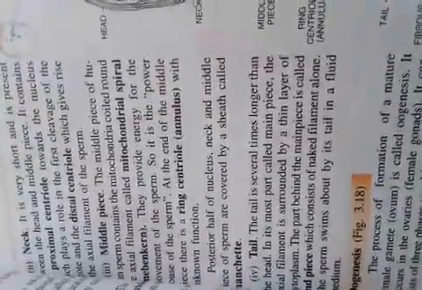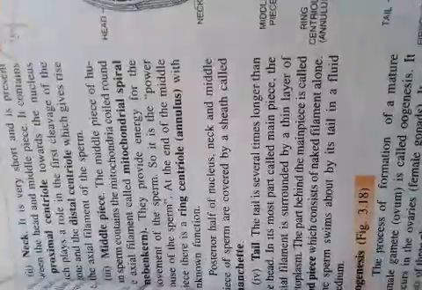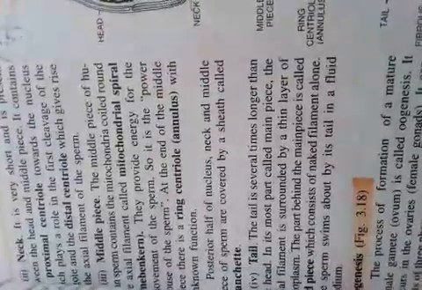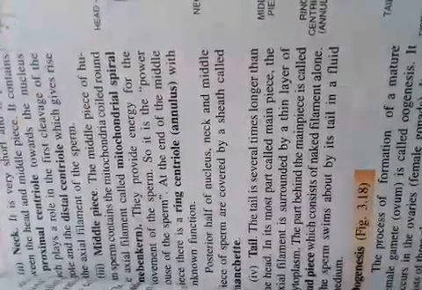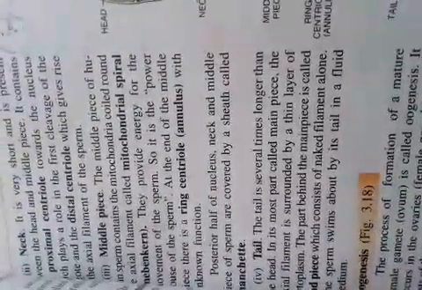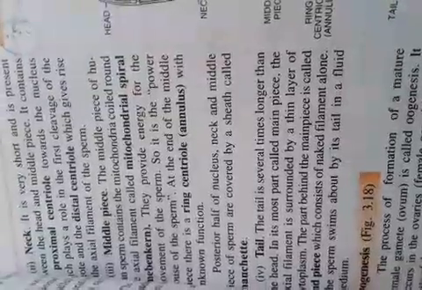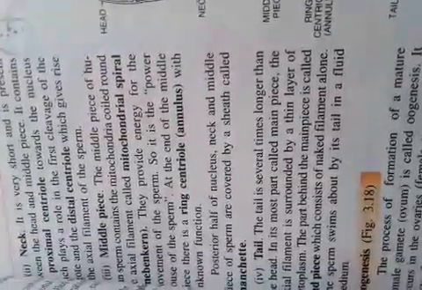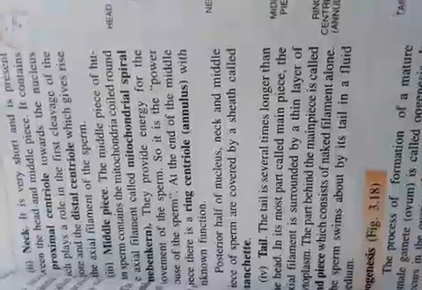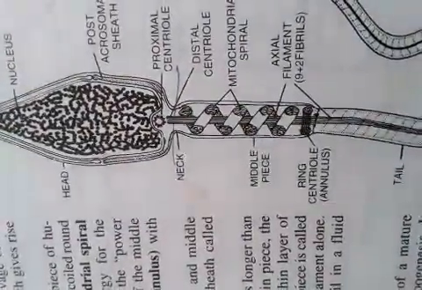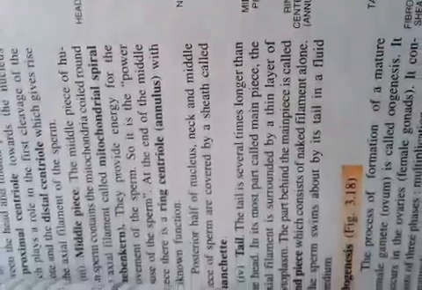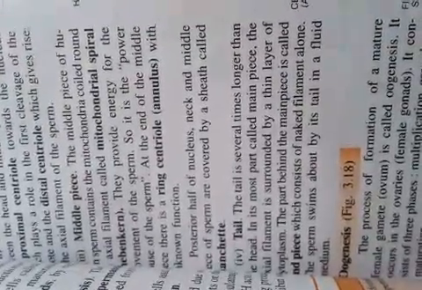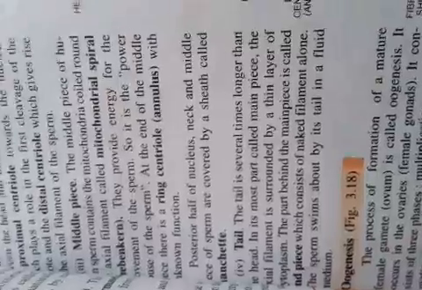Next is the middle piece. It is the broader part, more broader than the neck, and it comprises the mitochondria that are coiled around the axial filament. So it is known as the mitochondrial sheath. The mitochondria provide energy to the sperm so that they can move from one place to another. At the end of the middle piece, the ring centriole is present. This ring centriole is very important and it is known as annulus, but its function is not known till date.